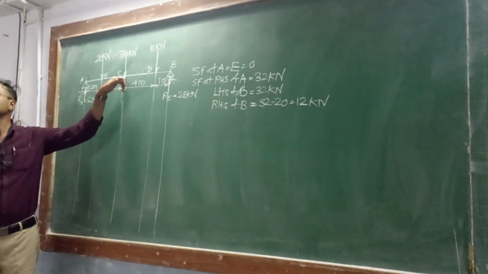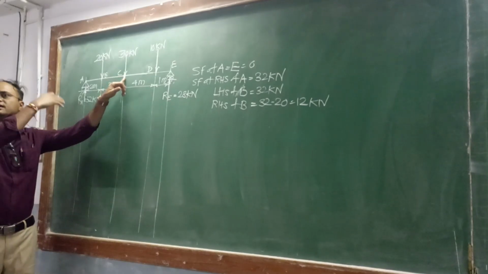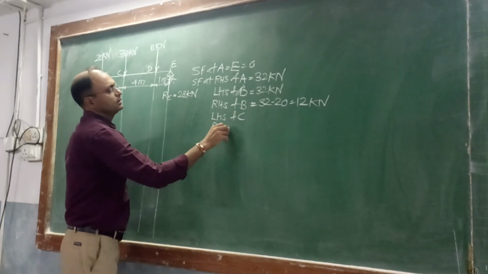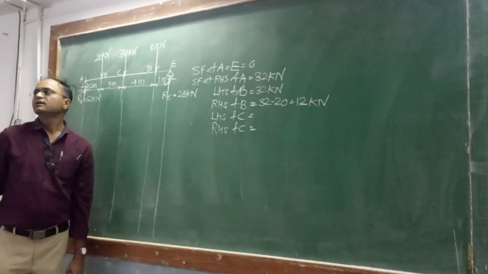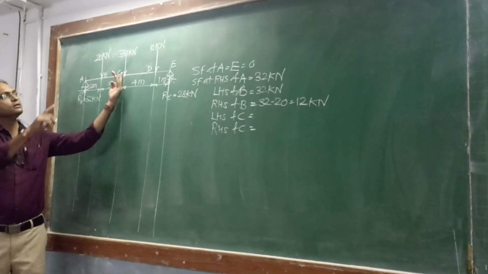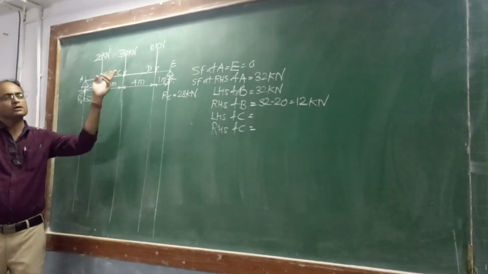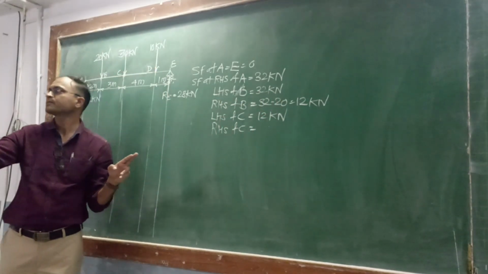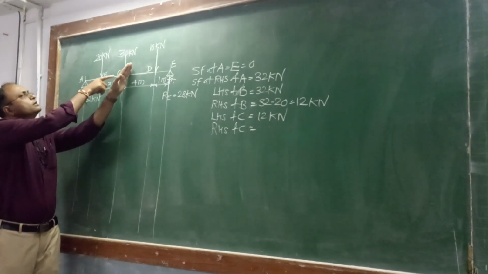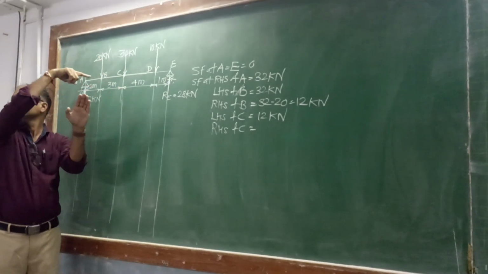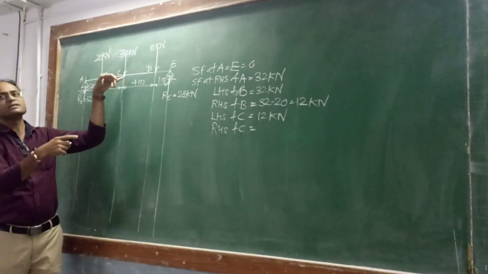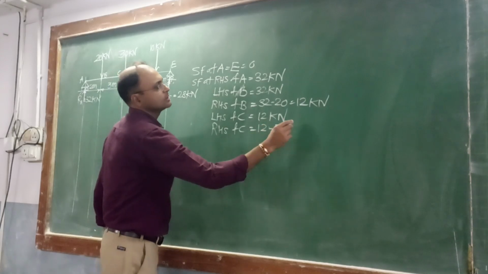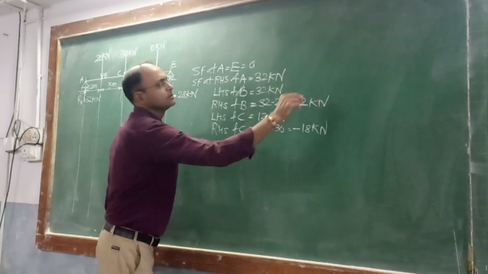Then the next point is C. Again at C, left hand side of C and right hand side of C. What will be on LHS of C? Same value, because between B and C there is no force. So LHS of C will be 12 kilonewton. Now tell me RHS of C. It will be the previous value minus 30. Are you getting it or not? From the previous value, 30 you have to subtract. So the previous value is 12 minus 30, that is equal to minus 18 kilonewton.